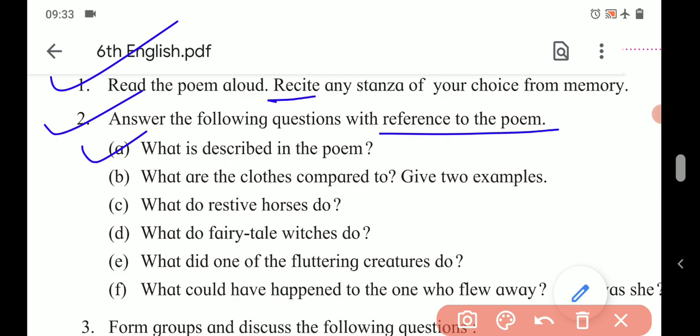It is clothes, right? So the answer is: clothes on the clothesline. And moreover, the poetess's handkerchief is described in the poem. I repeat, clothes on the clothesline and the poetess's handkerchief.